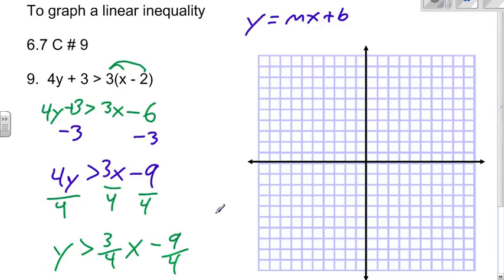To help us out with our graphing, 9/4 is a little bit more than 2. It's actually 2 with 1 left over, so 2 and 1/4, or 2.25. However you need to think about it, but since it's negative, that's our y-intercept. On the y-axis, we go down to 2 and 1/4, so a little bit past 2.